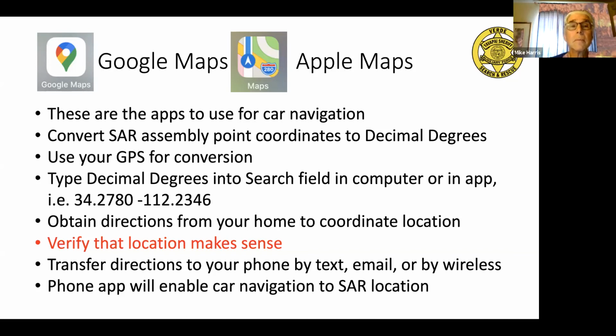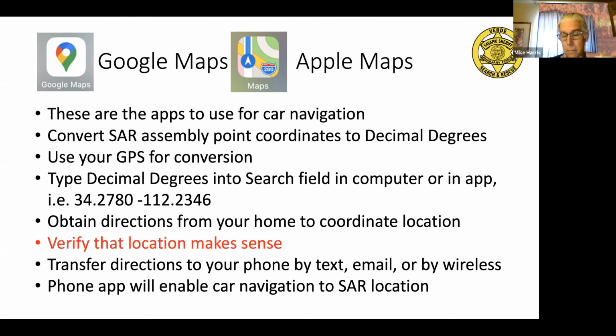Once you get the decimal degrees, you type those into the search field either in the computer Google Maps or the computer Apple Maps or the similar apps on your phone. You'll obtain directions from your home to the coordinate location. One caveat that counts for many of these things is verify that the location makes sense. I would not want your car to be taking you to north of Flagstaff when it should be taking you to Cleator Yacht Club, for example. And just a few differences in the numbers can do that.